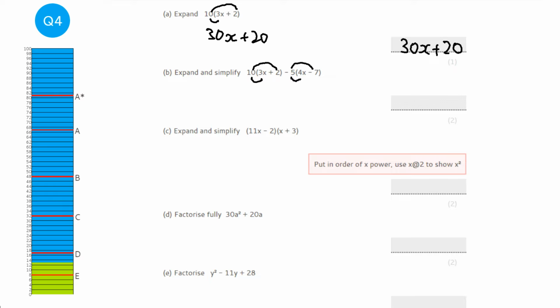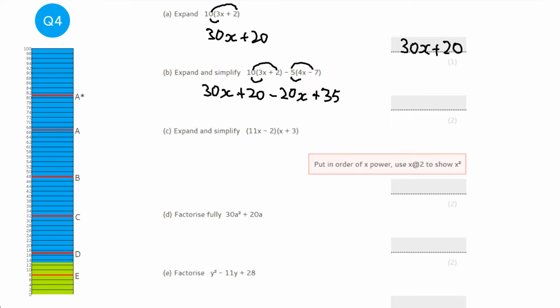So, first thing we need to do is do the first set of brackets. So 10 times 3x is going to be 30x. And 10 times positive 2 is going to be 20. Now, minus 5 times positive 4x. A negative times a positive, it's always a negative. 5 times 4 is 20. And we've got that x. Now the next one, minus 5 times negative 7, is going to be 2 negatives that make a positive. So it's going to be a plus, and 5 times 7 is 35.